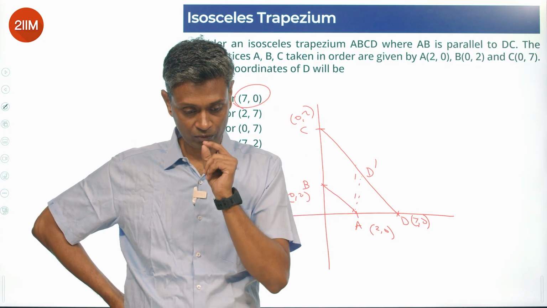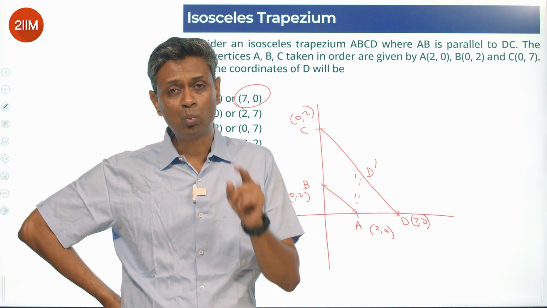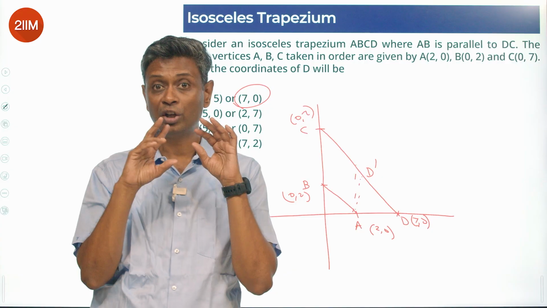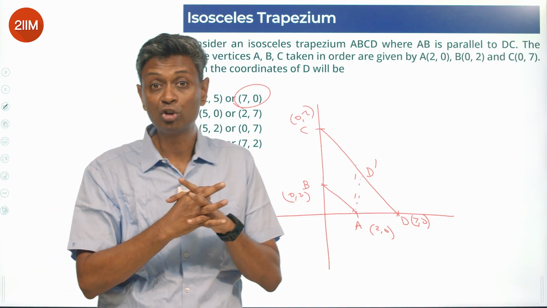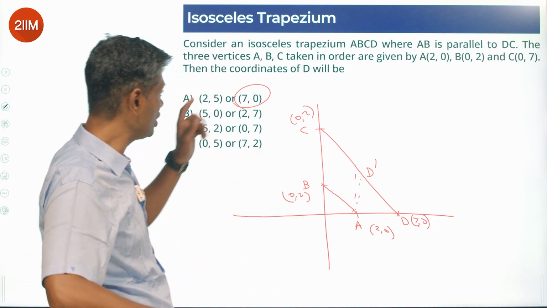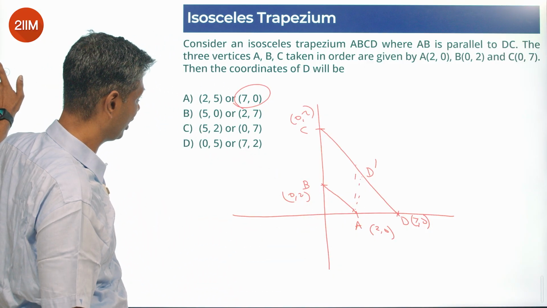That's not the case. Whereas for a trapezium, it is one pair of sides is parallel and the other is not parallel. So it's a non-inclusive definition. A parallelogram is not a trapezium. Therefore, this point shouldn't come. Only that point should come. It's only 7, 0. So the answer key, I think, got it wrong.